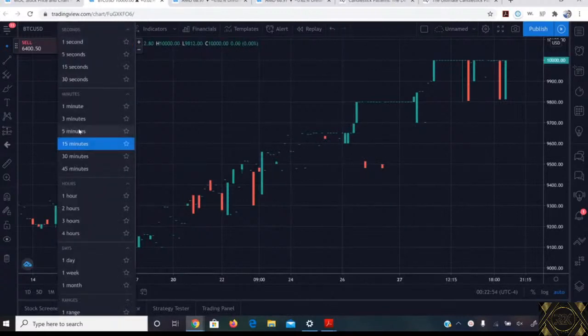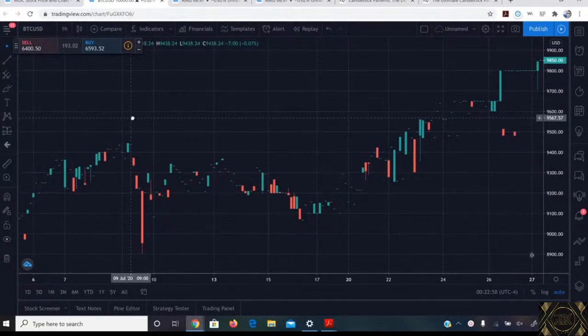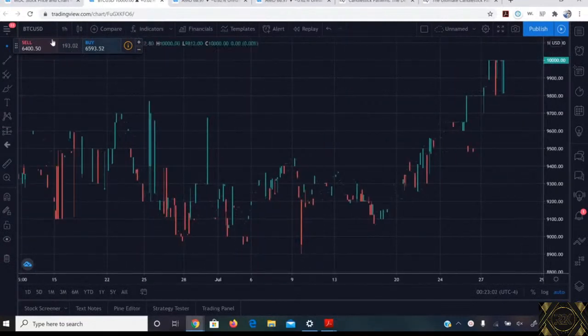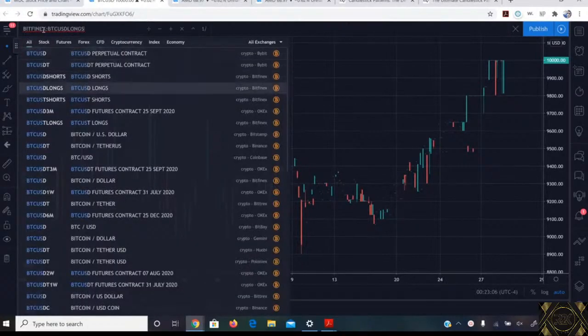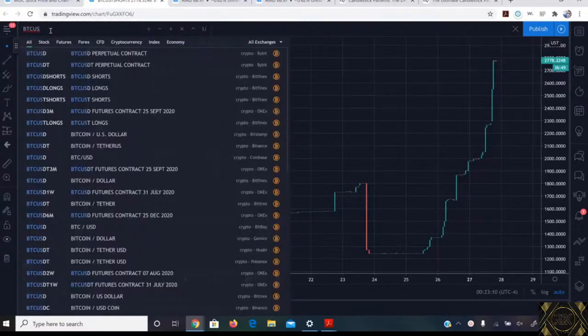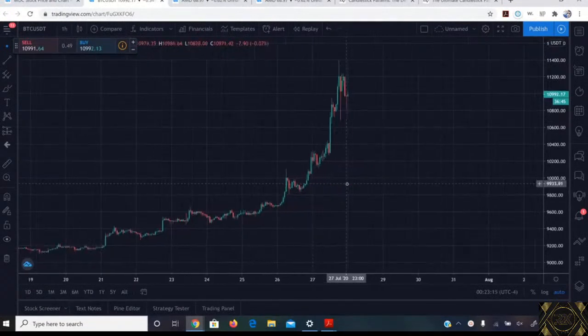I mean, we had a lot of gap ups today, so it's very weird. See if we could pull it here. I don't think this is the right graph. Let's take a look at Bitfinex. Okay, so let's see. Yep, this is the chart that I was looking for.